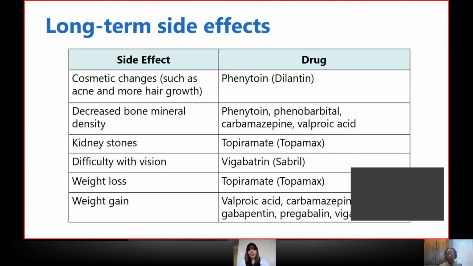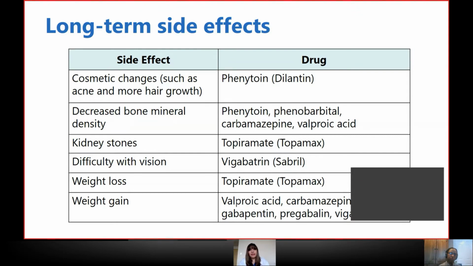So for example, phenytoin can cause some cosmetic changes such as acne and hair growth, coarsening of facial features, and thickening of the gums and lips. So we always encourage good oral hygiene to patients when they're on this medication to help prevent some of the gum-related issues. Many medications can cause changes or decrease bone mineral density, and this is a side effect that we'll touch on in just a minute in more detail.